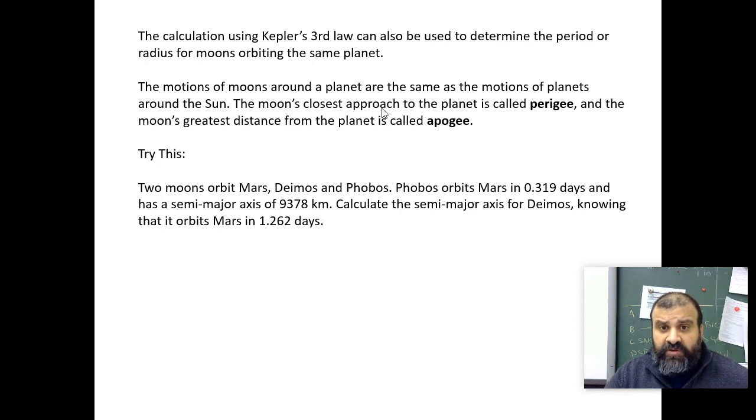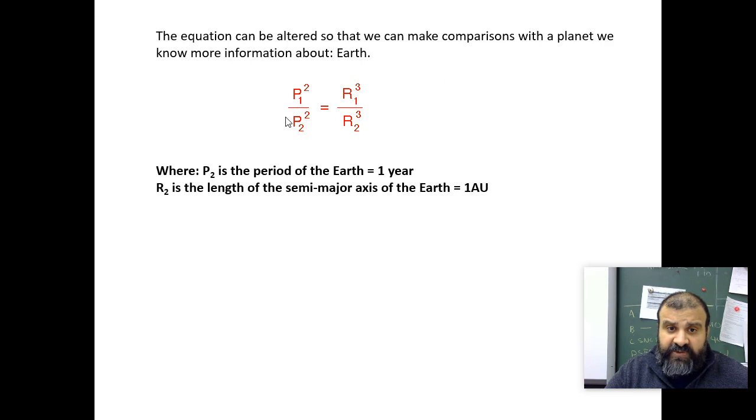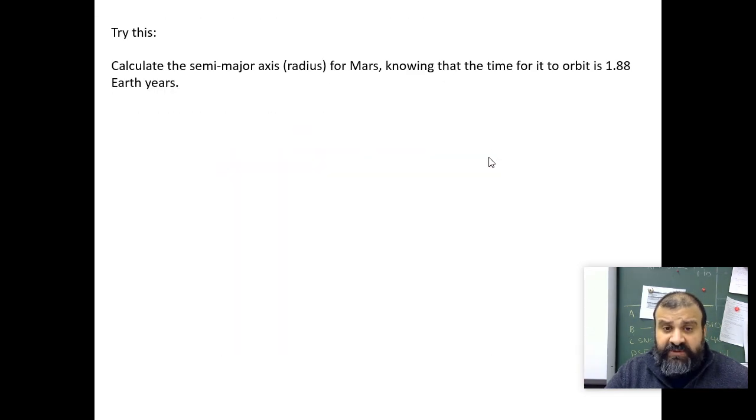The moon's closest approach is called perigee. Instead of perihelion, for a moon it's perigee. And the moon's greatest distance from the planet, instead of aphelion, is apogee. Here's a calculation. If you wish to try, go ahead, using this formula. You don't need to, though.